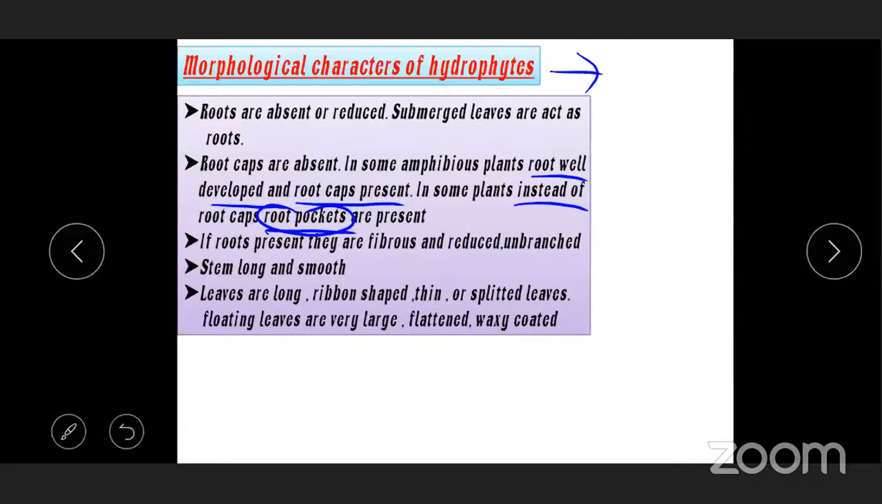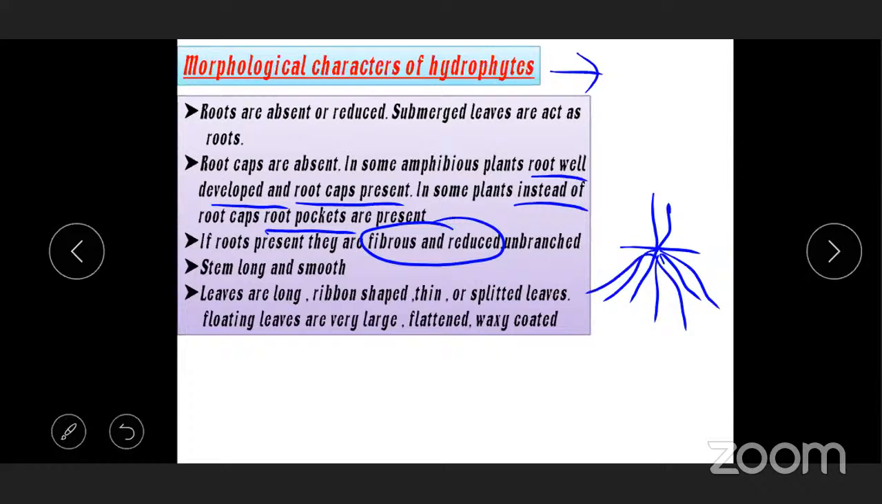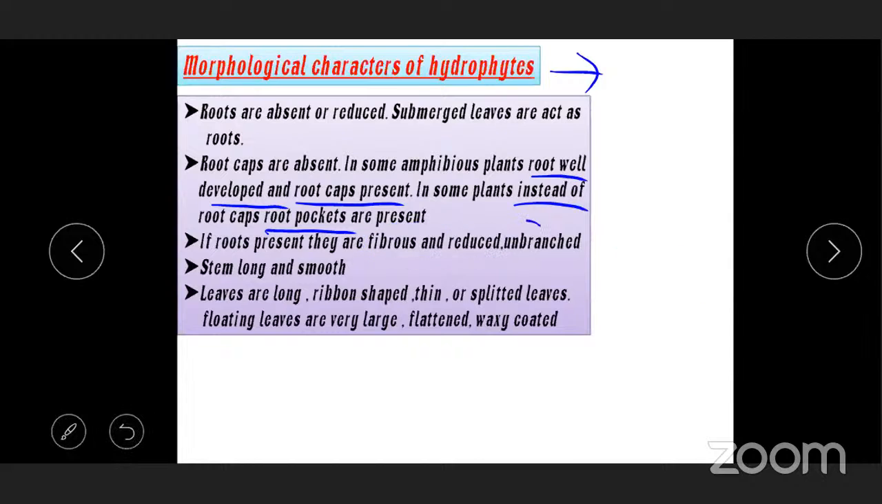If roots are present, they are fibrous and reduced. Fibrous means fibrous-like structure like this; they are fibrous in nature. You already saw in morphology what about fibrous, what about tap, what about adventitious. If roots are present, they are fibrous, reduced, and unbranched. Unbranched means the roots are not differentiated into branches. Stem is long and smooth.